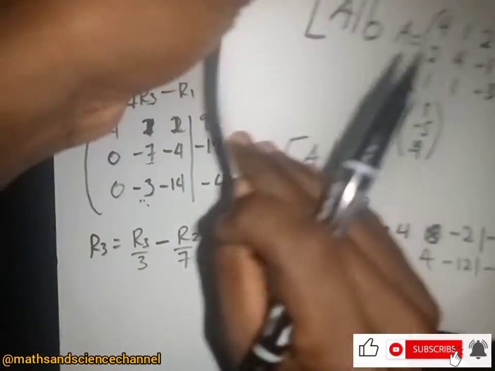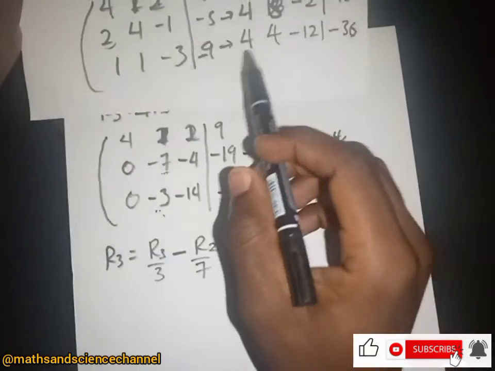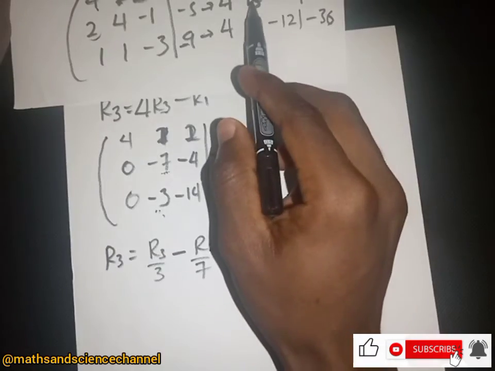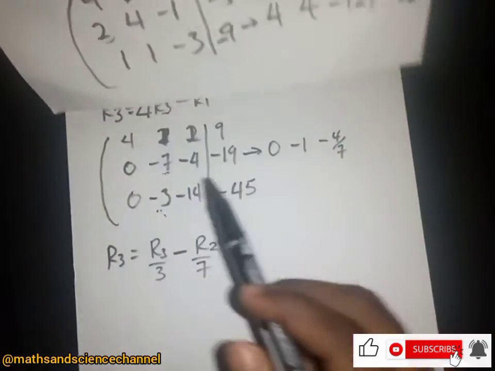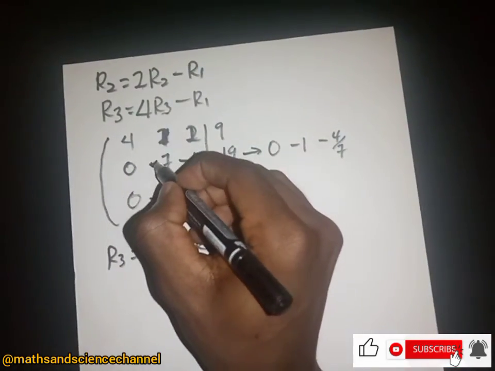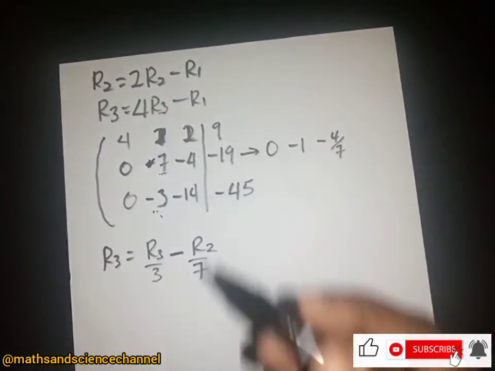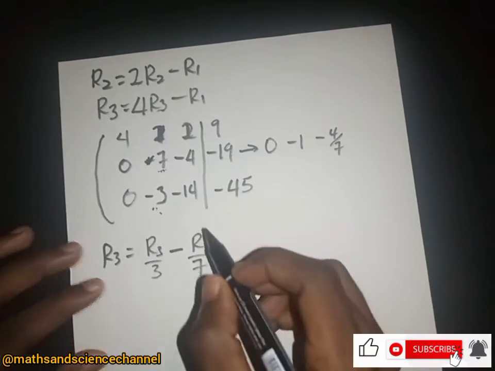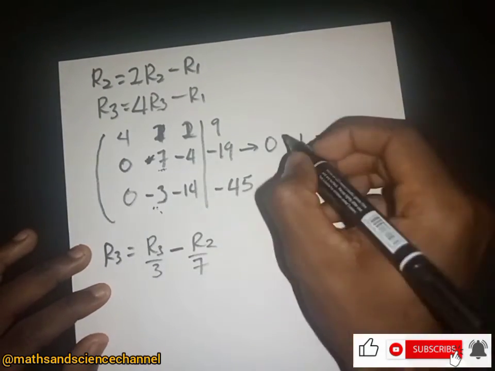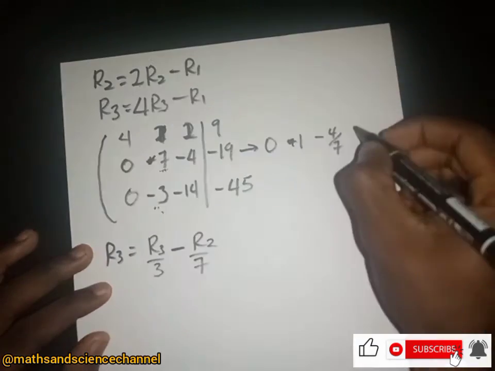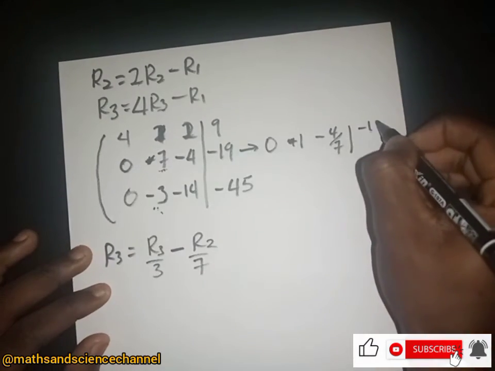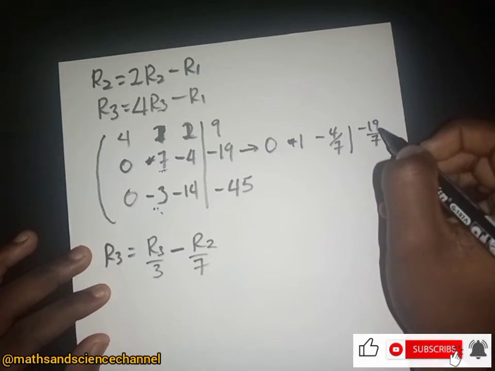Alright, so let's check this side again. We have 8 here minus 1 here, which is just positive, so it is not negative. So this is positive 7. So we have positive 7 here. So this place is just going to be positive 1. Then for the last part, we have -19 here divided by 7.